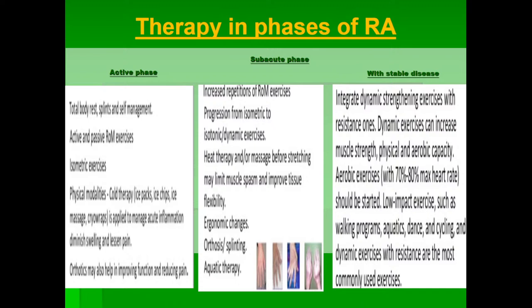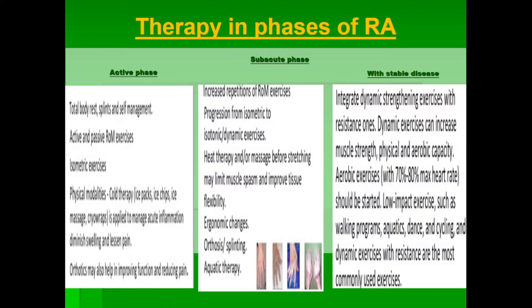Subacute phase. Increase repetitions of active or passive exercise. Progression from isometric to isotonic dynamic exercise. Heat therapy and or massage before stretching may limit muscle spasm and improve tissue flexibility. Ergonomic change. Use orthosis, splinting, aquatic therapy.